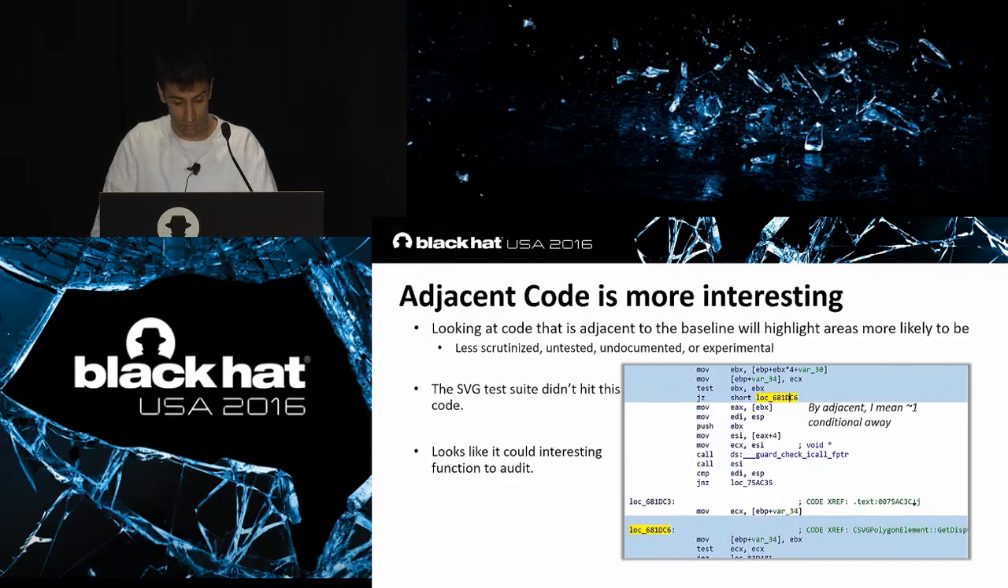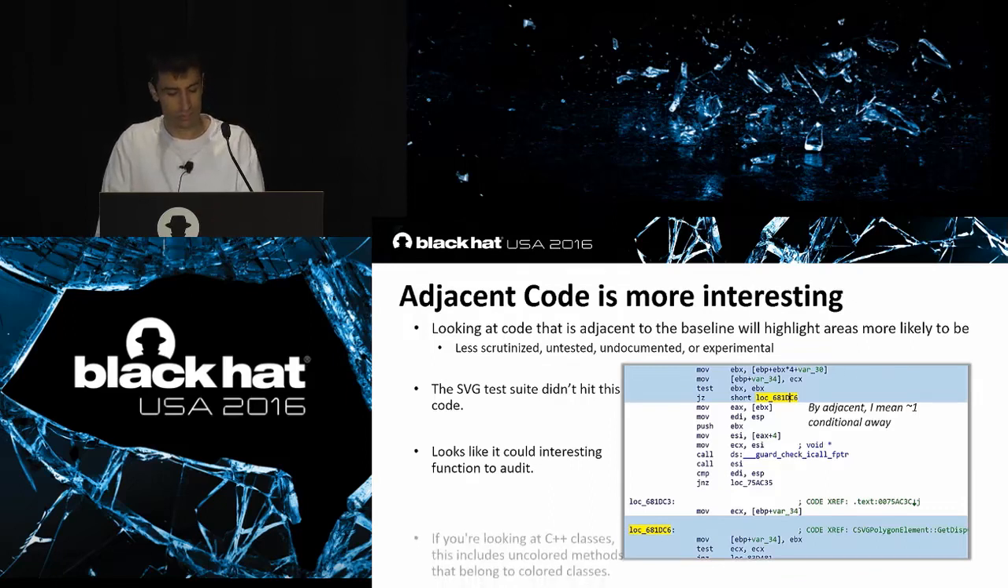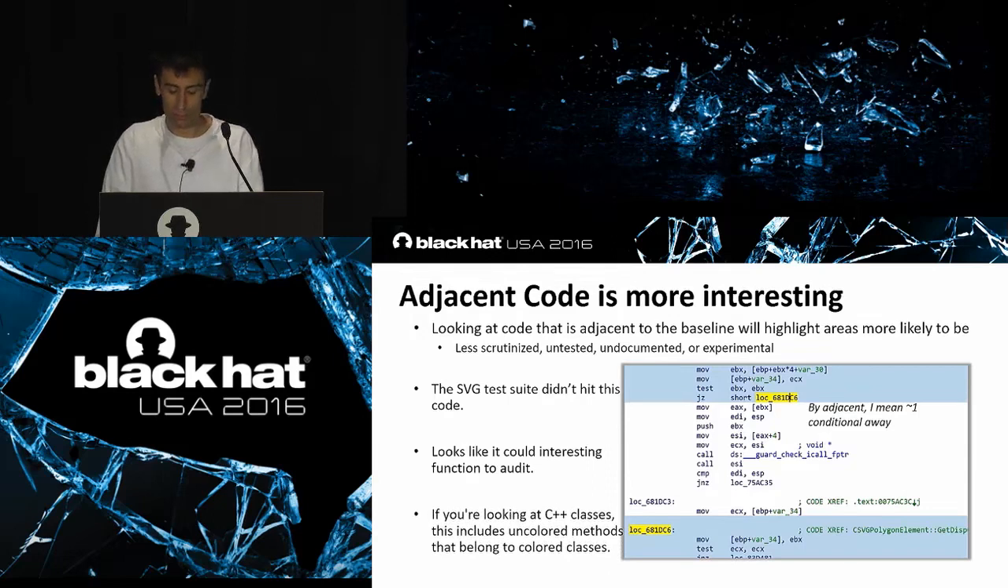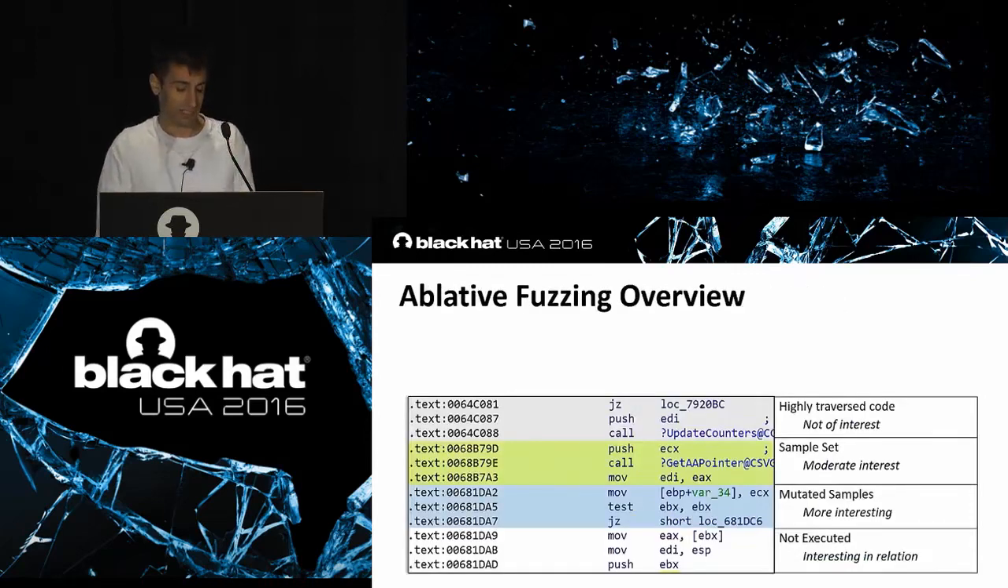This code here specifically is from MSHTML's SVG rendering. Now, I don't know exactly what this does, but I fuzzed it and hopped over this. Well, this call here interests me. I'd like to know what that is. If you're looking at C++ code, you can also include methods from other classes there that are colored.